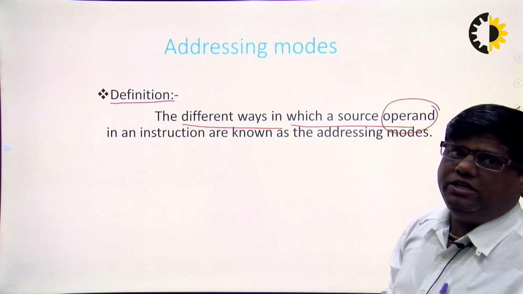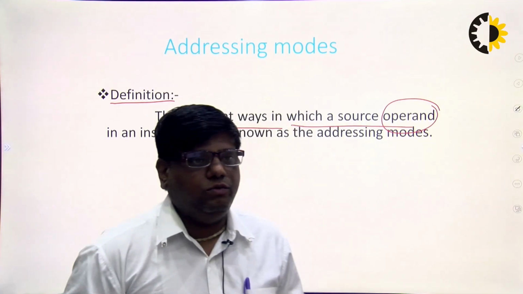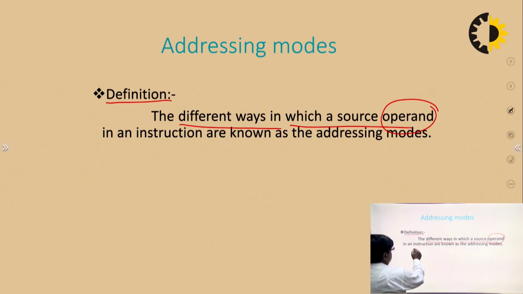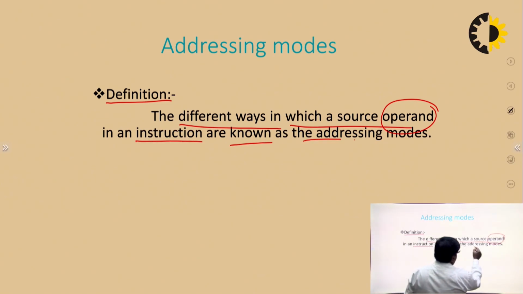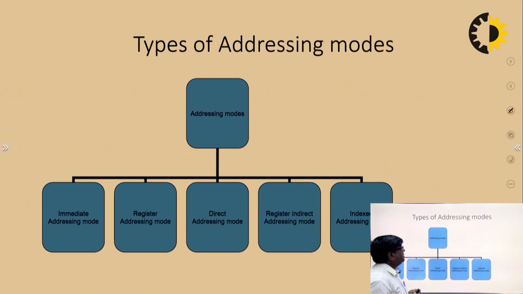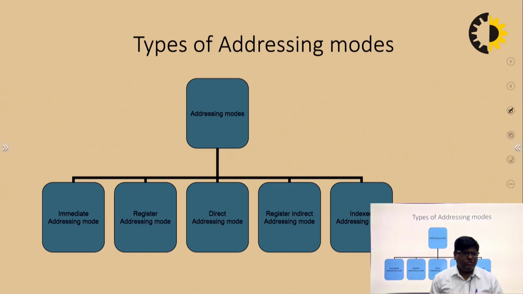Basically, in addressing mode, we deal with the operand and how the operand is executed in a CPU. This topic is about how the operand is associated with the instruction, and this concept is known as the addressing mode. There are different types of operands associated with the instruction, so different methods are followed.